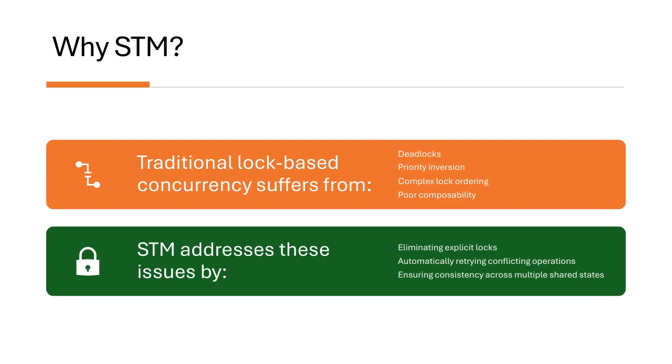Traditional lock-based concurrency control often runs into problems like deadlocks, where processes get stuck waiting on each other indefinitely, and priority inversion, where higher priority tasks are delayed by lower priority ones. It also involves complex lock ordering, which can be hard to manage correctly, and poor composability, meaning it's difficult to combine smaller concurrent operations into bigger ones safely. STM tackles these challenges by removing the need for explicit locks, which reduces complexity and the chance of errors. It automatically retries operations that conflict, ensuring that changes only go through when it's safe to do so. Finally, STM keeps multiple shared states consistent all at once, giving you a simpler, more reliable way to handle concurrency.